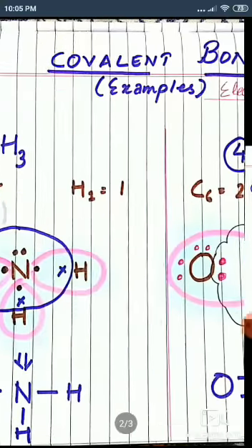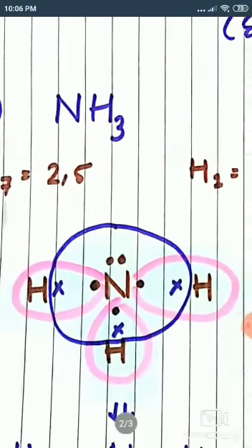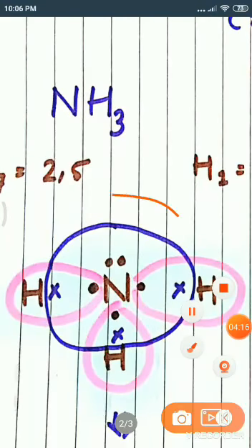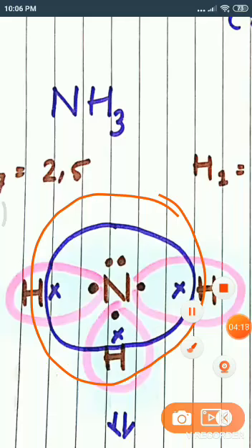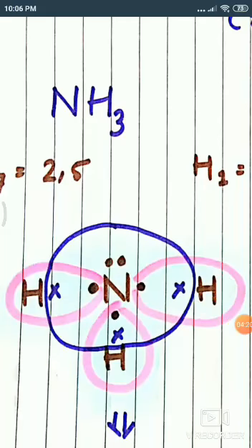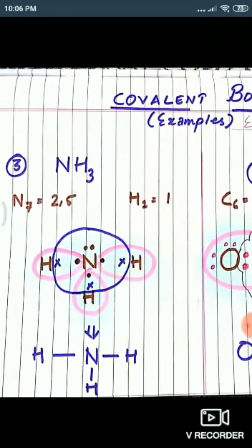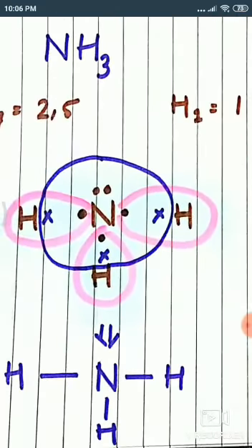Can you see this purple box? See this purple one? So has nitrogen achieved octet? 1, 2, 3, 4, 5, 6, 7, 8. Nitrogen has achieved octet. Now see, after this what are we supposed to write?